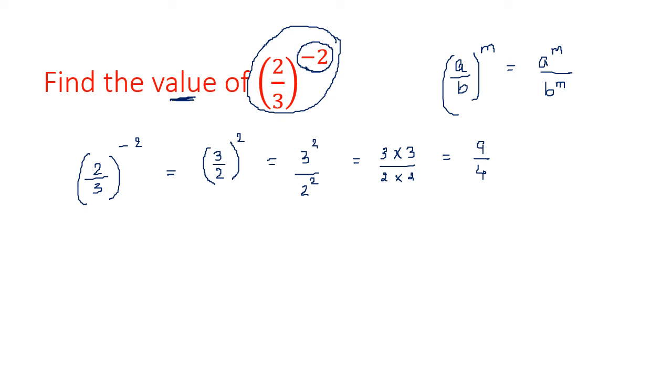So in this sum we have kept it simple. Remember, we are not going into the decimal form, but that will be in the later classes. Just now we have to only simplify, find the value of. So that is what we have done. We have found the value of (2/3) raised to minus 2.